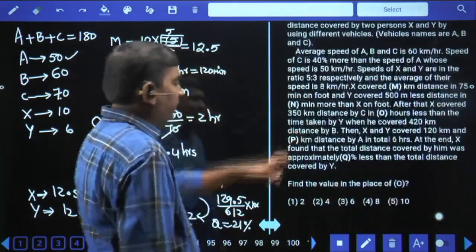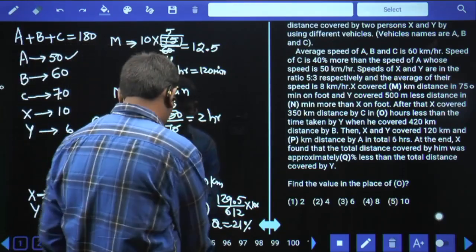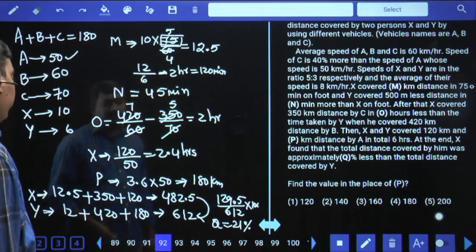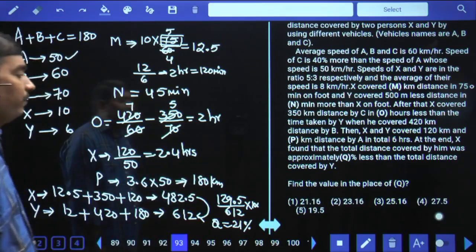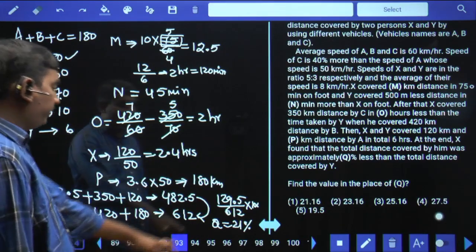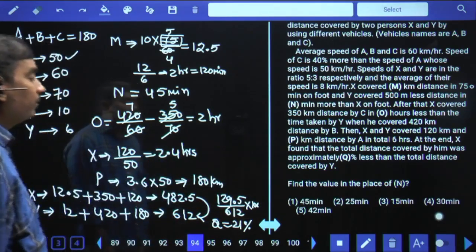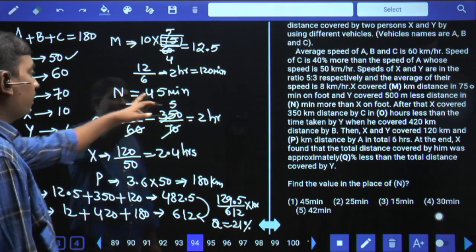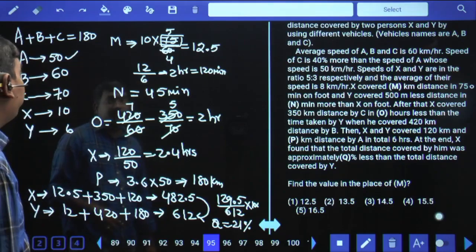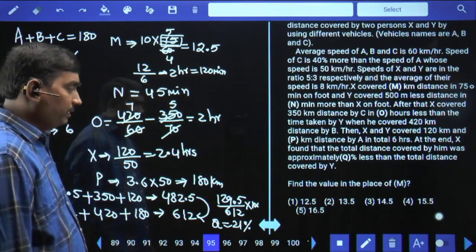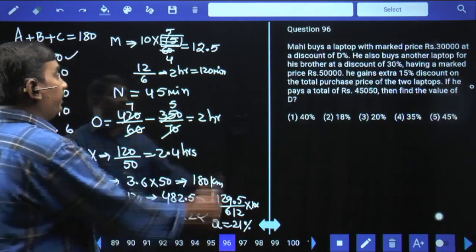Look at the questions. Find the value in place of O: 2 hours. Find the value in place of P: 180 kilometers. Find the value in place of Q: approximately 21%, so 21.16. Find the value in place of N: 45 minutes. Find the value in place of M: 12.5 kilometers. That's it. Very easy data.